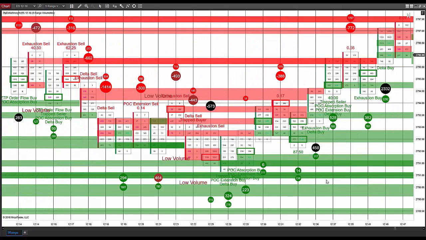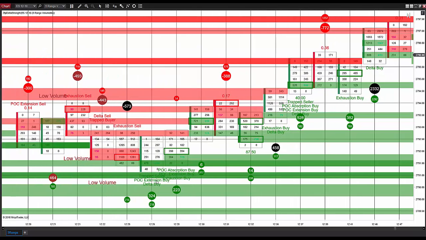At the long trend trade, we again see we had low volume coming into that trend trade, and low volume is an indicator of the buyers temporarily stepping away and letting the sellers take it down so that they can trap them and get a better price. And that's basically what we see here. We see a trap seller signal along with a POC extension, delta buy, another absorption, extension, along with an exhaustion.